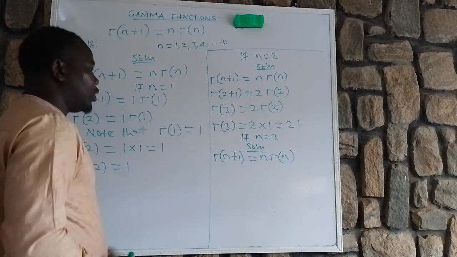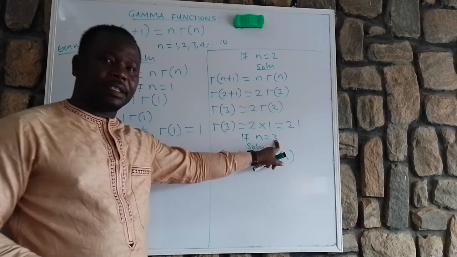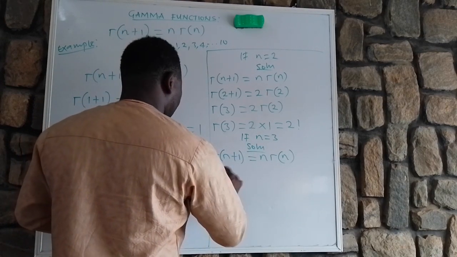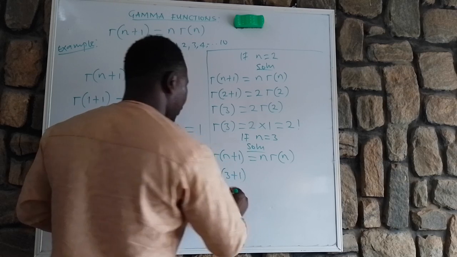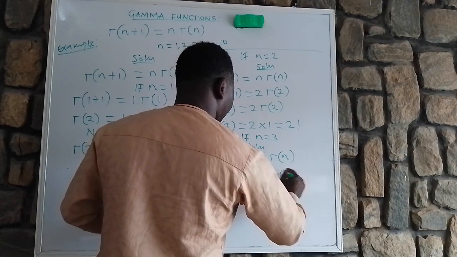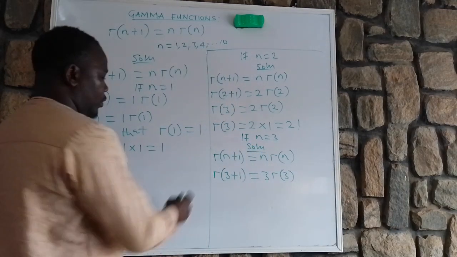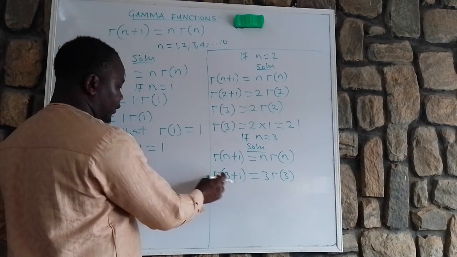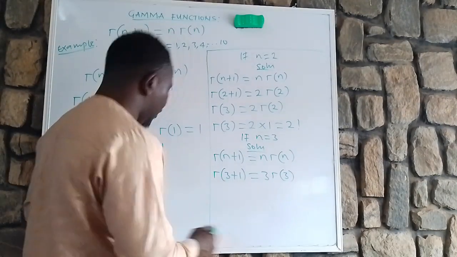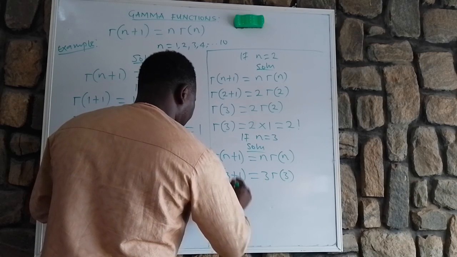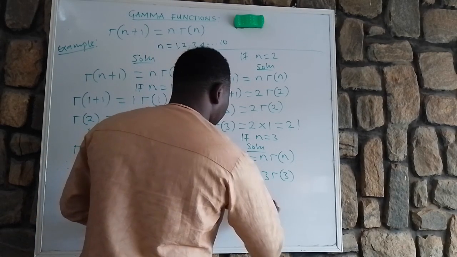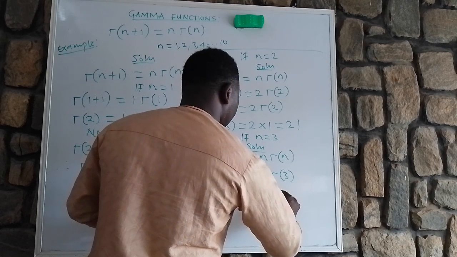So now our n is 3, isn't it? So we are going to substitute in 3. Anywhere we see n, our gamma of 3 plus 1 is equal to, anywhere we see n is 3, gamma of 3. So here, gamma of 3 plus 1 is going to give us what? 4. True or false? So gamma of 4 is equal to 3 gamma of 3.